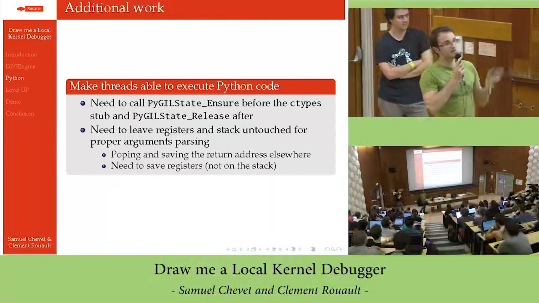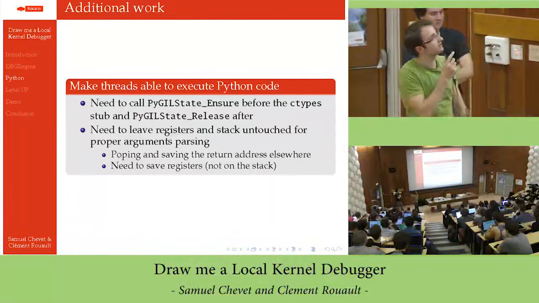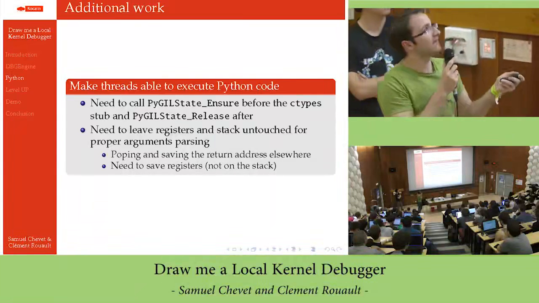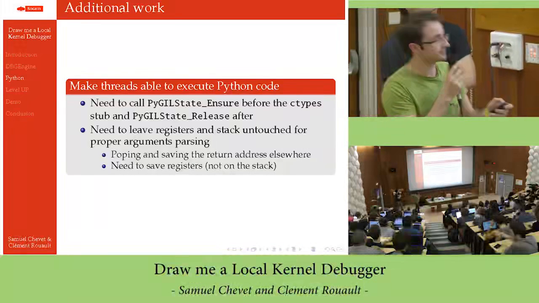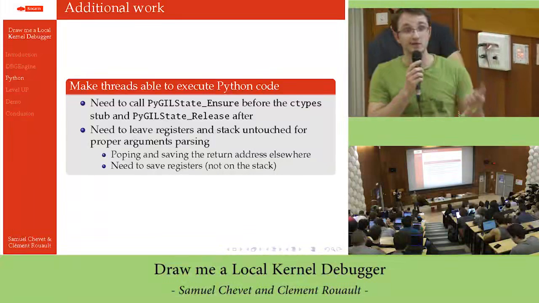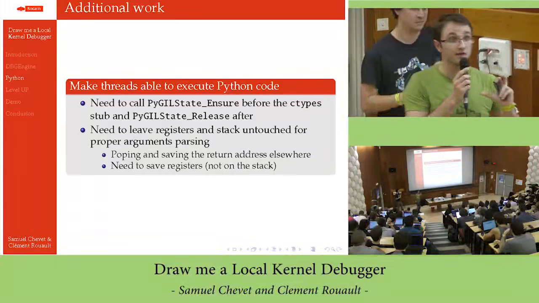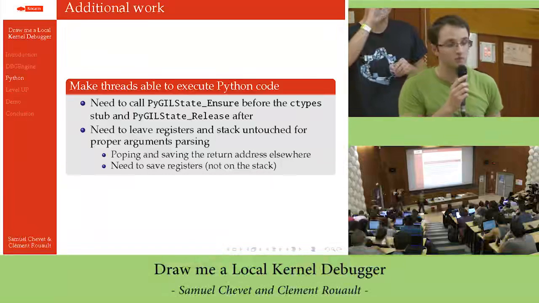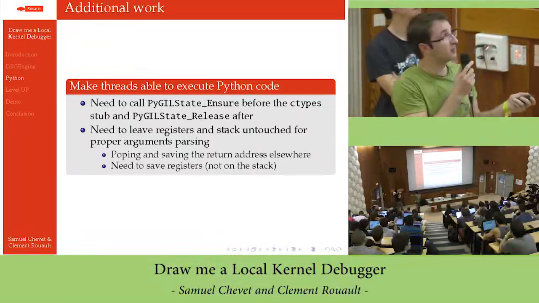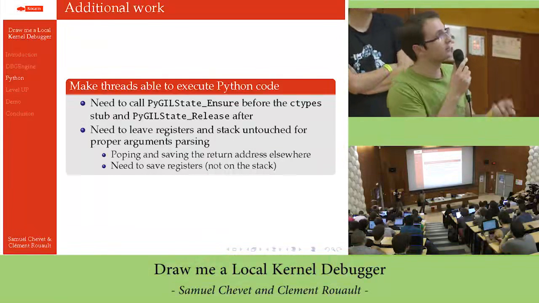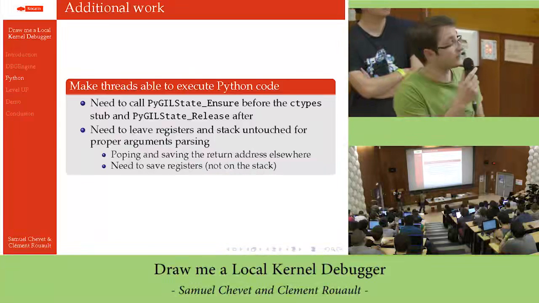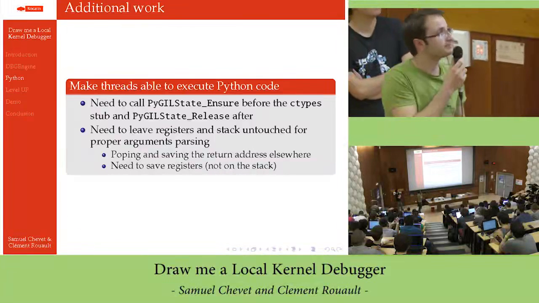The GIL is the global interpreter lock. It's a big lock in Python that allows you to do threads in Python. And you need to release it after your hook. But the problem is that the ctype stub expects a state on the stack to parse the parameters and create the parameters. So we need to pop the return address and save it somewhere else, not on the stack. And we need to save our registers and our state, also not on the stack.